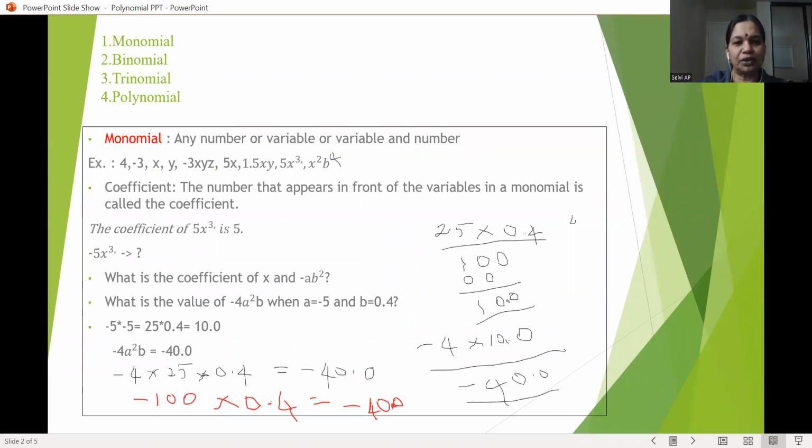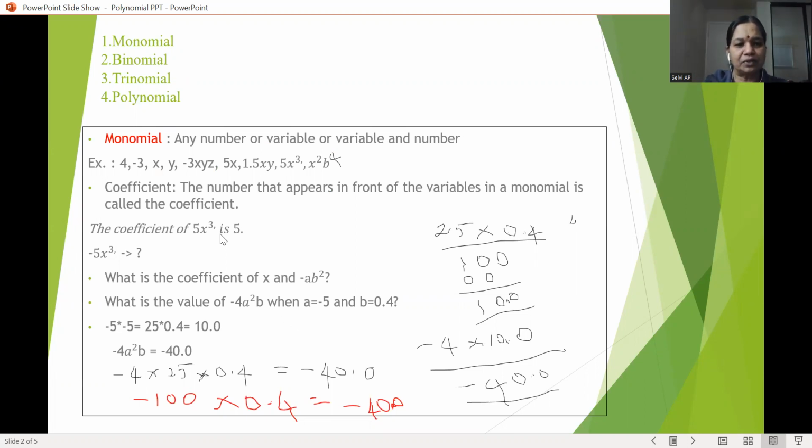So in this polynomial topic, we are going to see monomial, binomial, trinomial. Okay, so monomial means only one term, that is any number or variable and number both combined, known as monomial. Binomial means it will come with two terms. Trinomial means it will come with three terms. Okay, first we'll see about monomial.